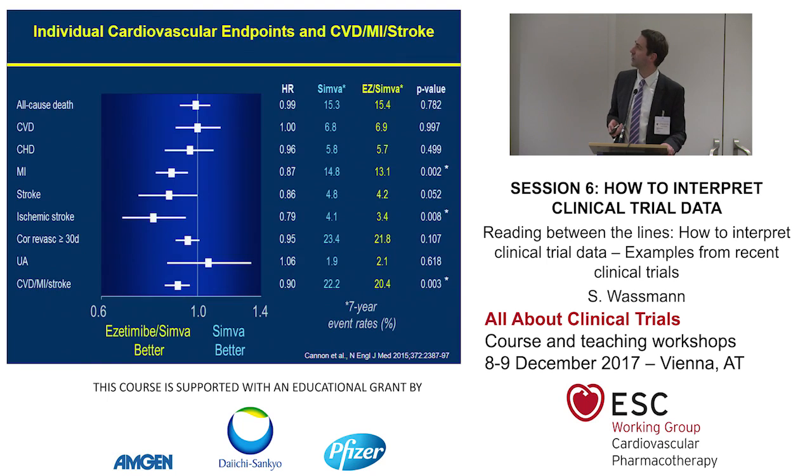So it is important to prove that we don't only influence surrogates, but also endpoints, and this is why we need these trials. Okay, so when you look at these endpoints, in this trial you can see all-cause death, no different, cardiovascular death, not different. There was a reduction in myocardial infarctions and ischemic strokes, so in non-fatal, I think, clinically relevant events.